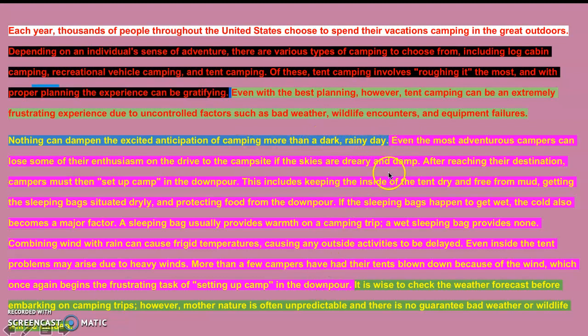This next part, highlighted in pink, includes our evidence and analysis. They give examples and they analyze those examples. And then lastly, highlighted again in green, is our transition sentence. It wraps up the idea of bad weather and camping, and it also makes a reference to wildlife, which, as we know from our thesis statement, will be our second body paragraph.